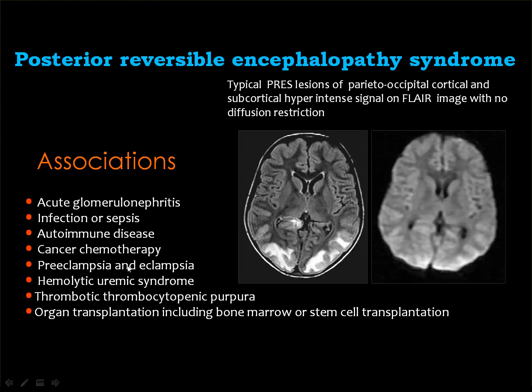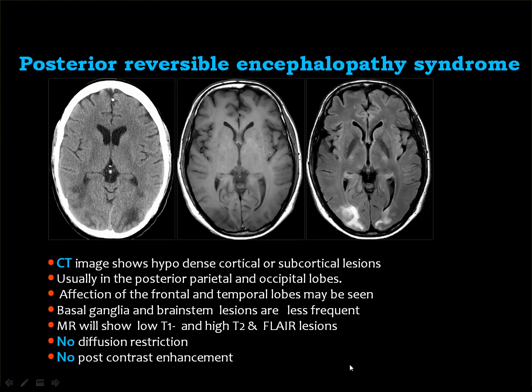The causes are, according to the literature, sudden increase in the blood pressure. And these changes, acute glomerulonephritis, infection, autoimmune diseases, cancer chemotherapy, preeclampsia and eclampsia, hemolytic uremic syndrome, thrombotic thrombocytopenic purpura, and organ transplantation. These are the possible causes for this appearance.